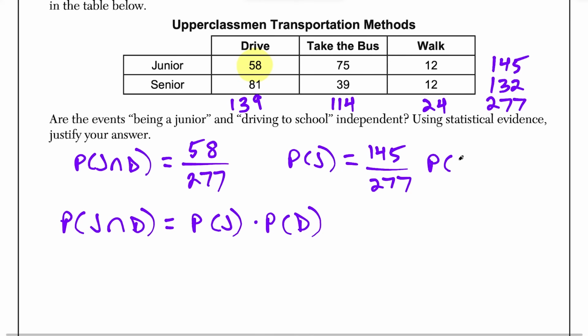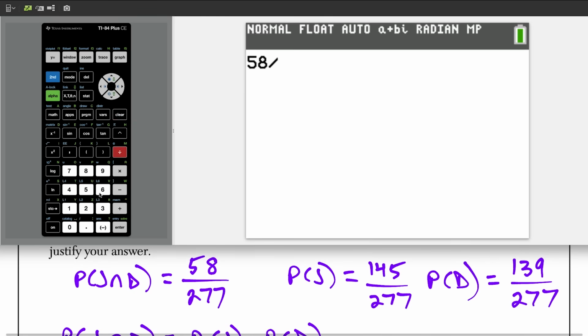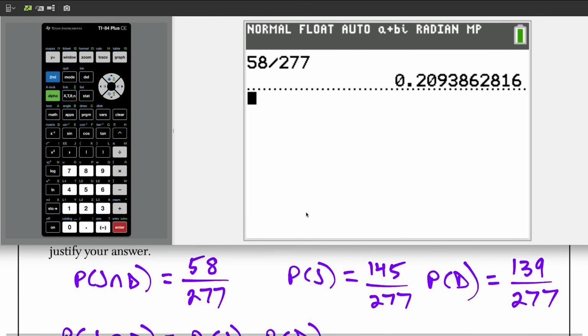And then the probability that someone is driving to school, we look at the total amount of people that drive to school between the juniors and seniors, that's 139. And then we're dividing by the total number of people we're talking about here, 277. So now we could just plug these values into the equation, and we're going to use the calculator to get the decimals we need. So we have 58 over 277. So that's our first fraction here, and it gives us this decimal.